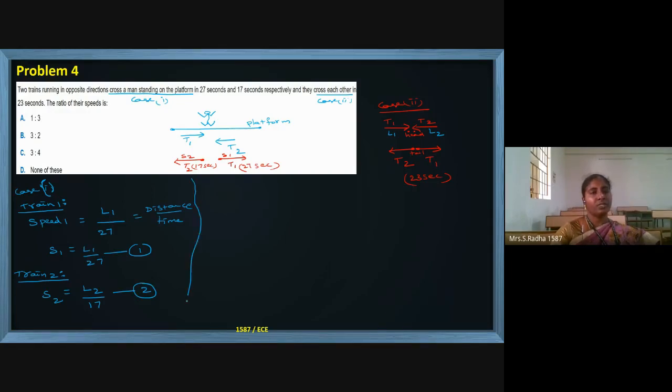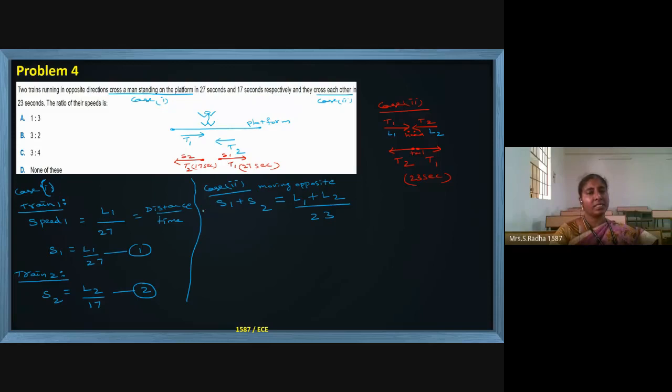Now I am going to case 2. They are crossing each other. They are moving in opposite directions, which means their speeds will get added. So speed 1 plus speed 2, the relative speed, is nothing but distance by time. Speed is always distance by time, and the distance is the first train's length plus the second train's length, divided by the time taken by them, which is 23 seconds.